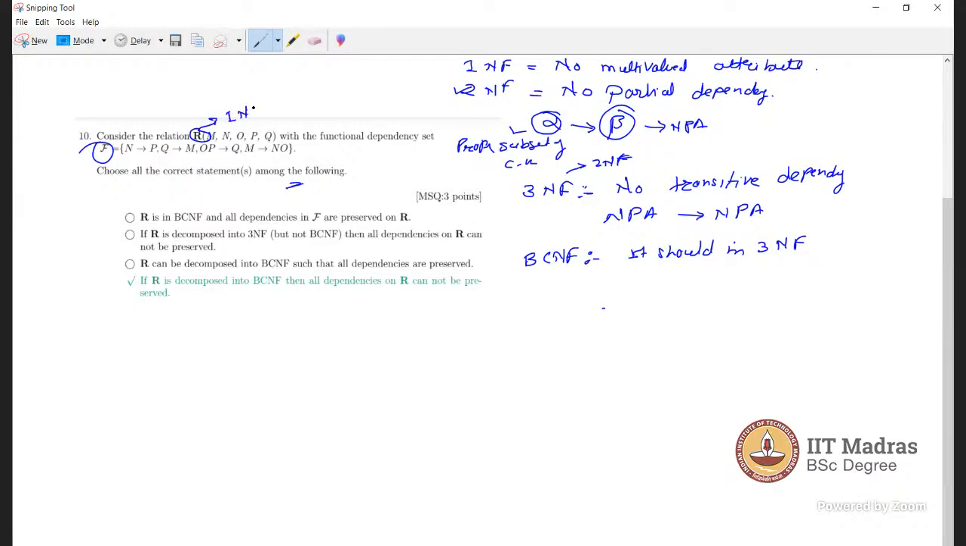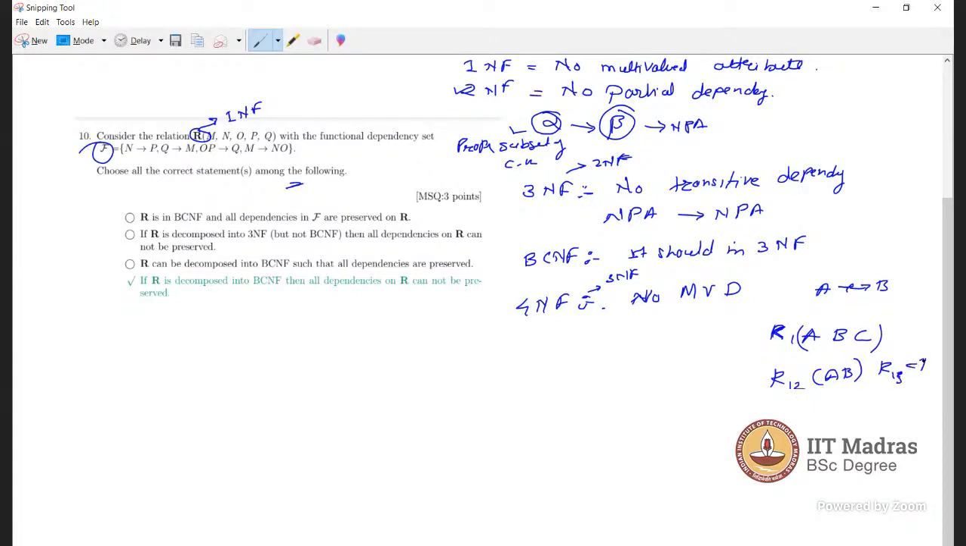Can we mention 4NF also, just for completeness? For 4NF, there should be no multi-value dependency. It should be in 3NF, and there should be no multi-value dependency. Suppose A multi-determines B, and we have A, B, C as a relation R1, then it has a multi-value dependency. To remove that, we can decompose this relation into AB and BC. It depends on the functional dependency.